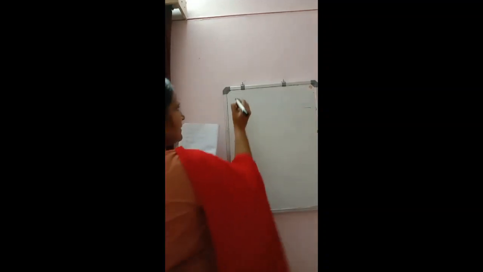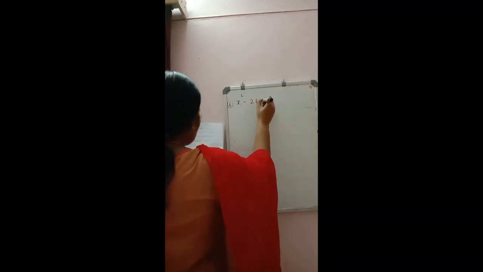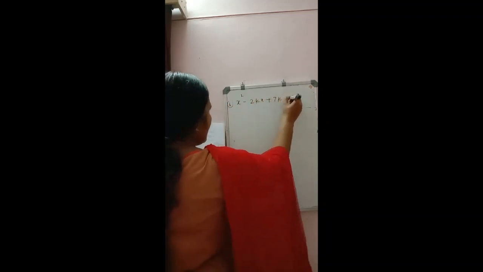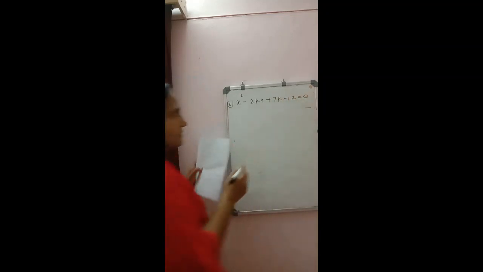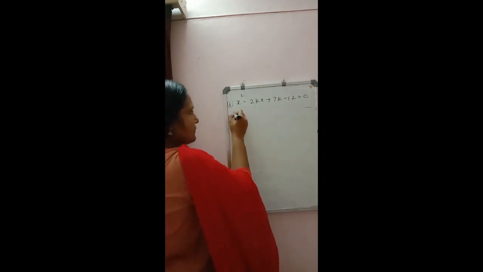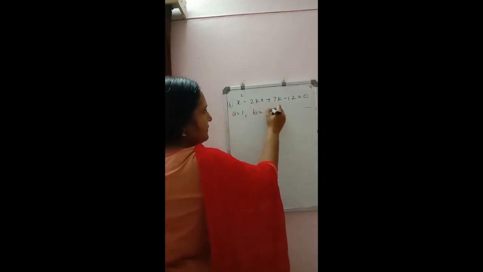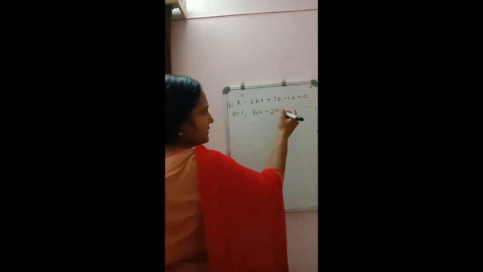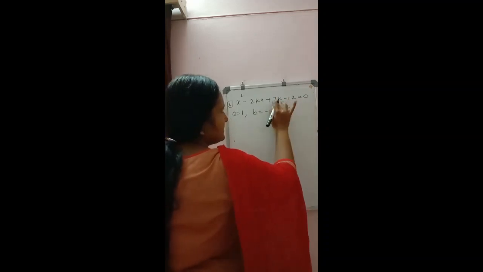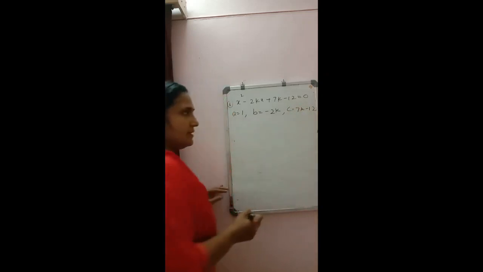Next question is x square minus 2kx plus 7k minus 12 is equal to 0. So here you can check the coefficient of x square is 1. So we have a is equal to 1, b is equal to coefficient of x, minus 2k, and the constant term c, we have two terms. So c is equal to 7k minus 12.